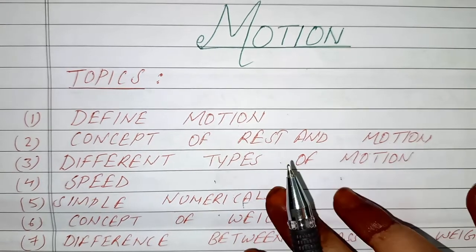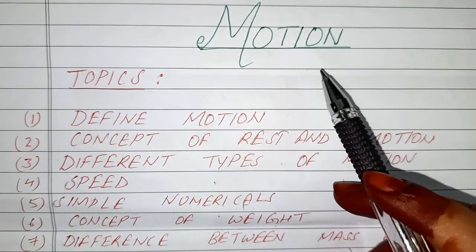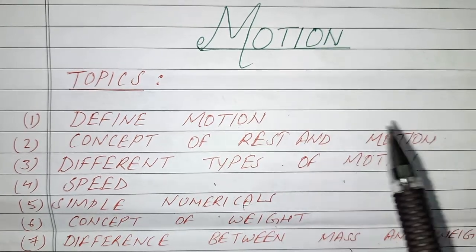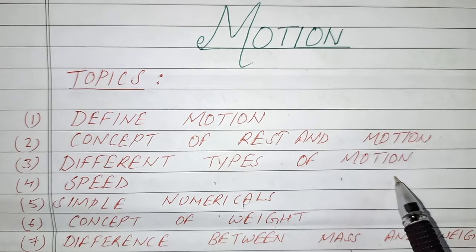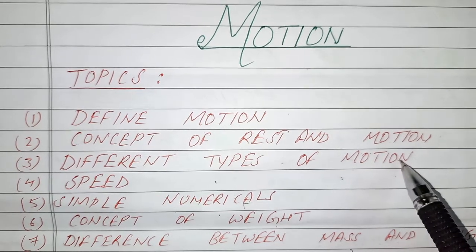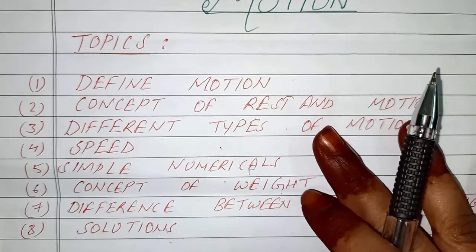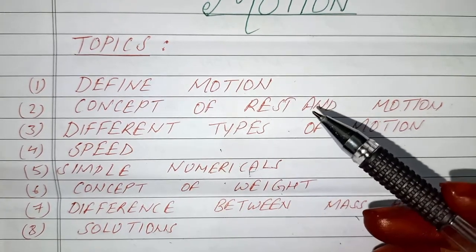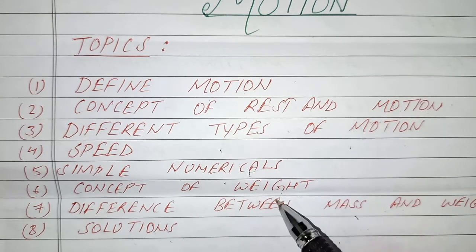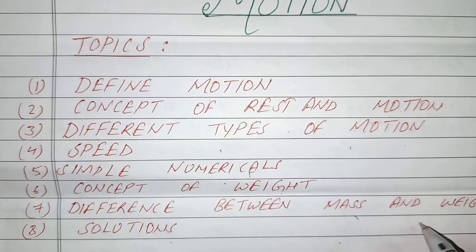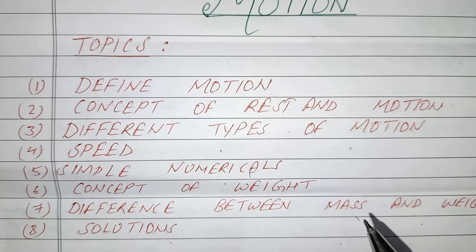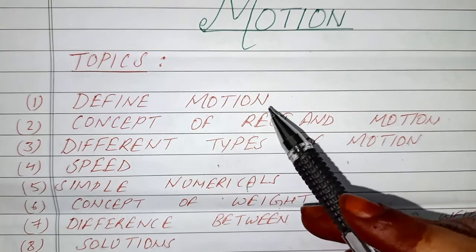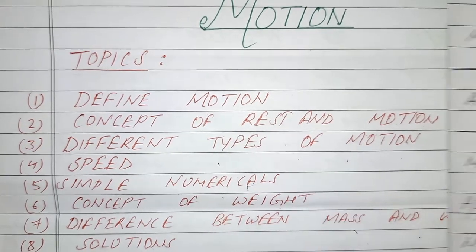In the last class, we discussed motion, the definition of motion, the concept of rest and motion, and the different types of motion. In today's class, I will teach you speed, some simple numericals, the concept of weight, and the difference between mass and weight. First of all, we are going to solve some simple problems on these types of motion.